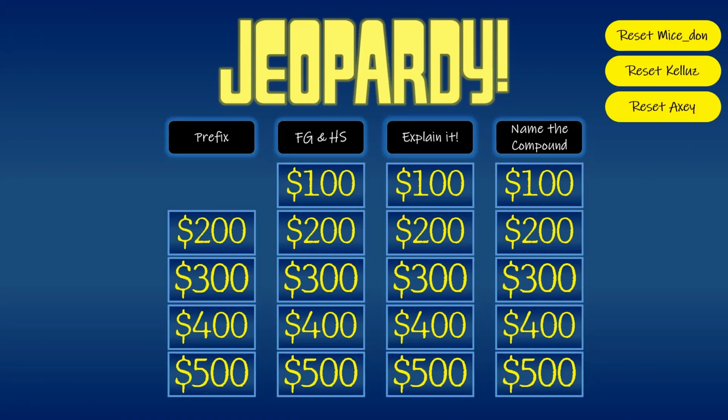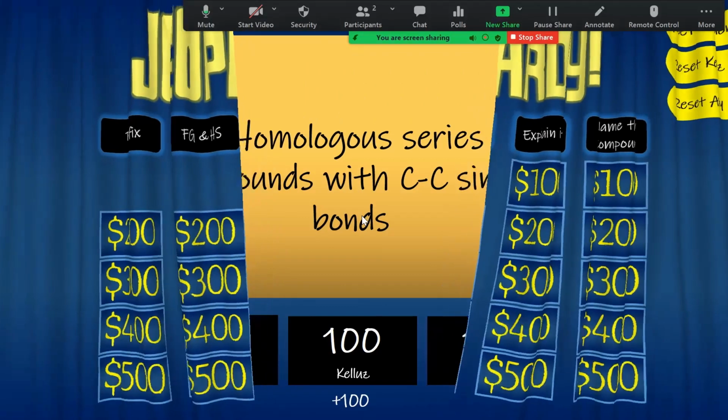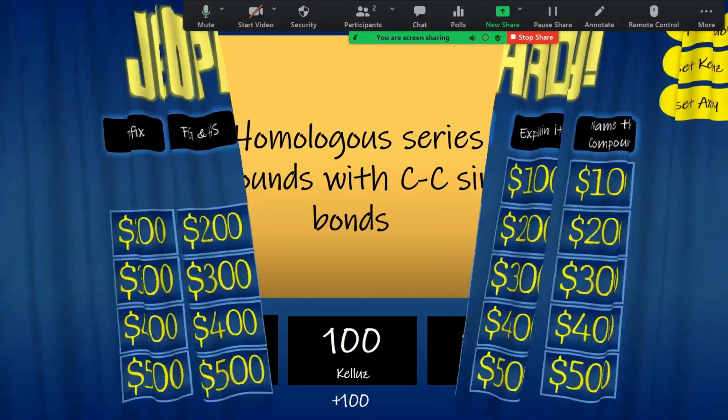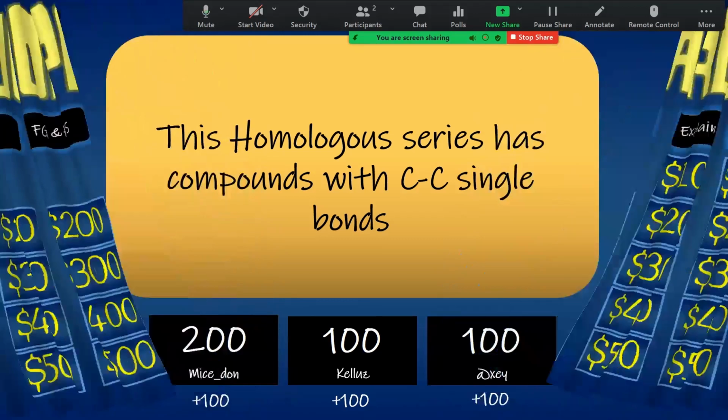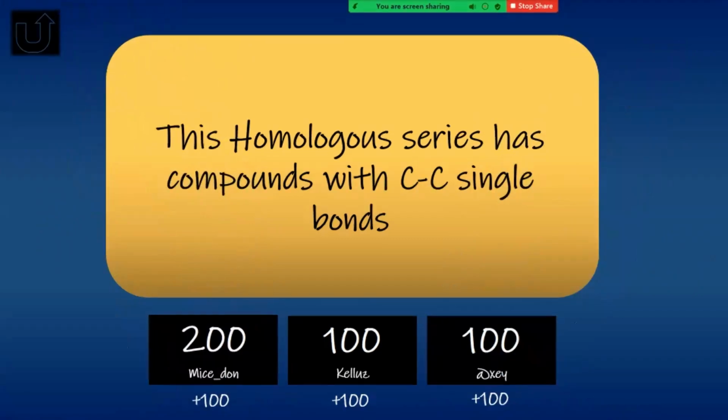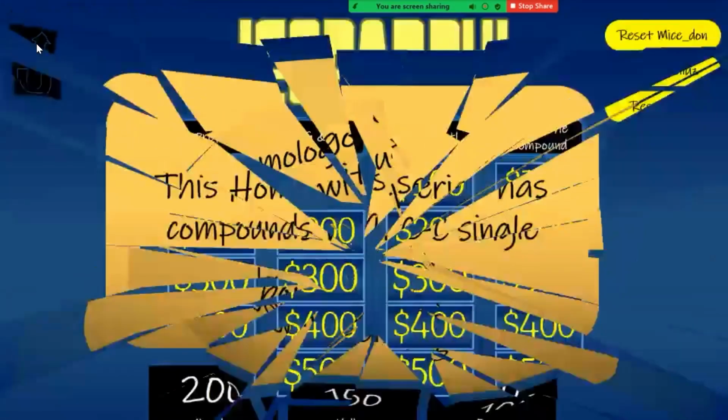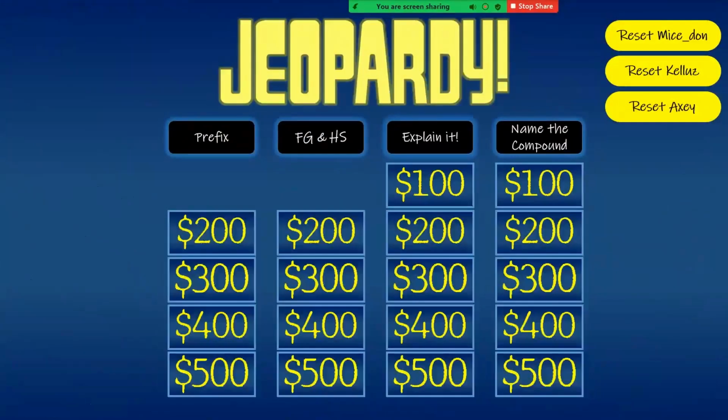We're going to go to FG and HS 100. All right, 100. You're keeping it cheap. That's fine. All right, this homologous series has compounds with C to C single bonds. Name it. Alkane. Yeah, that's good. That one was easy. All right, next one.